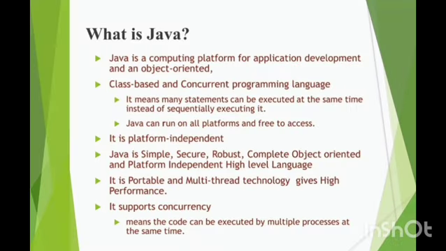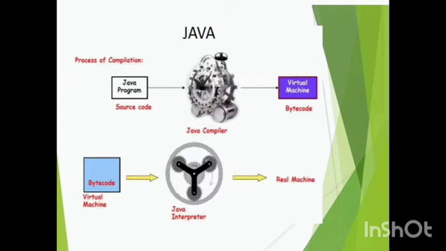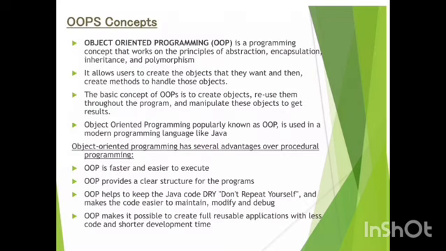So next, what is Java? Java is a computing platform for application development and an object-oriented, class-based and concurrent programming language. It means many statements can be executed at the same time instead of being executed sequentially. Java can run on all platforms. So here we are showing how it works. Program.java goes to the compiler, and on execution it is converted to bytecode and run on a virtual machine.